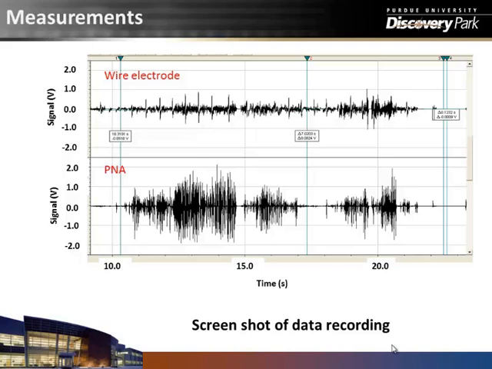By the way, both the wire sensors as well as the PNA were placed very close to each other on a nerve, so they were making simultaneously the same measurements. And qualitatively, it's very evident that we are much superior. Also notice that these spikes are not useful information. This is EKG, so EKG noise is being picked up by the wire electrode. We're pretty clean here.